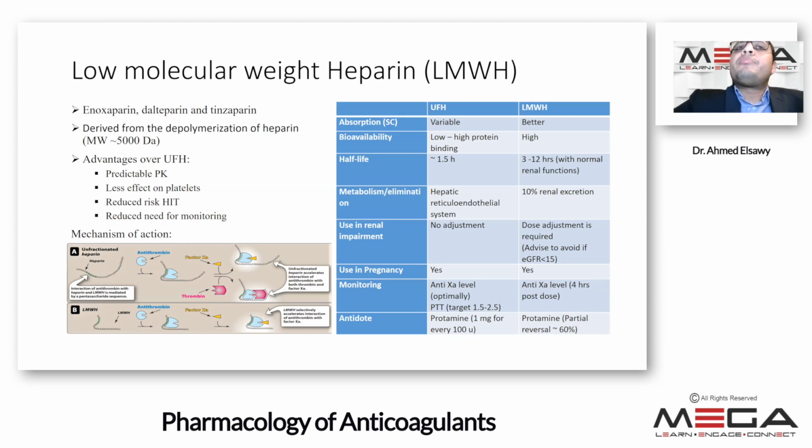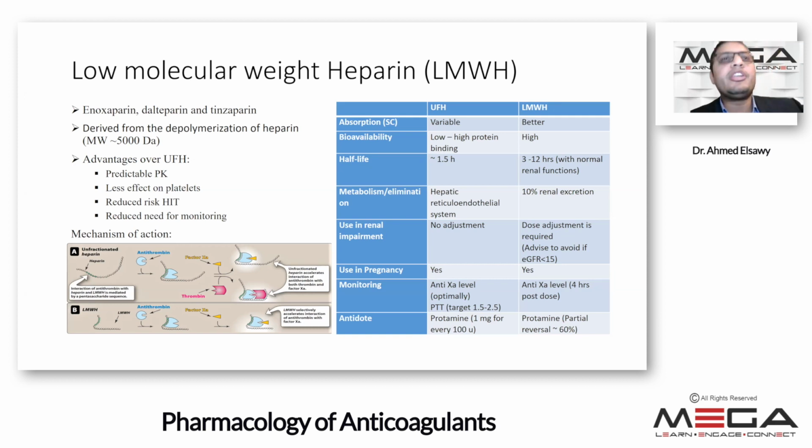so it also has predictable pharmacokinetics. It has less effect on platelets and a reduced risk of HIT, or heparin-induced thrombocytopenia. It can still cause it, but the risk is less than with unfractionated heparin, and there is reduced need for monitoring. But we need monitoring for low molecular weight heparin in some patients, such as very obese patients, or some patients with renal impairment or risk of bleeding. Mechanism of action of low molecular weight heparin.